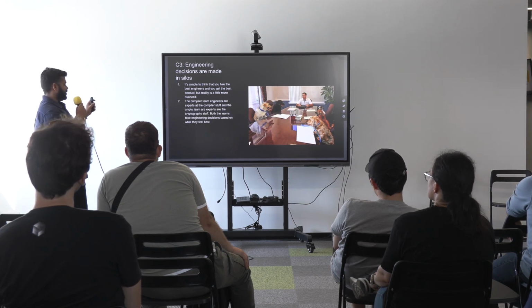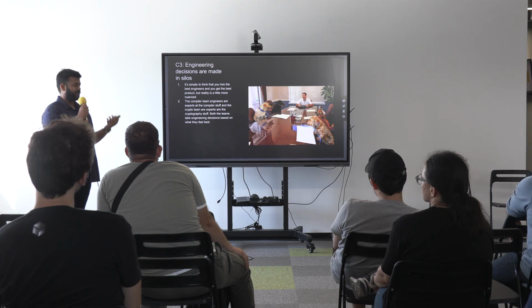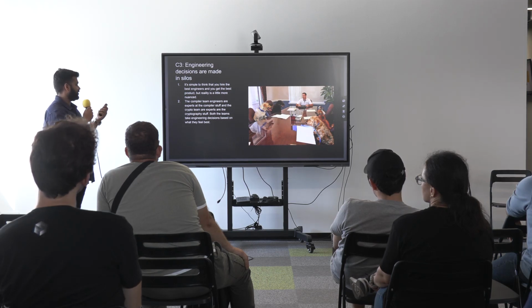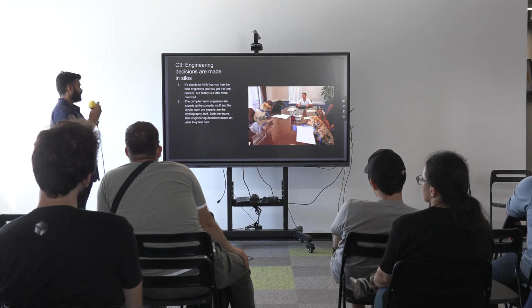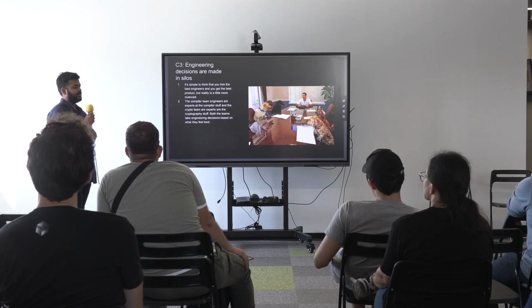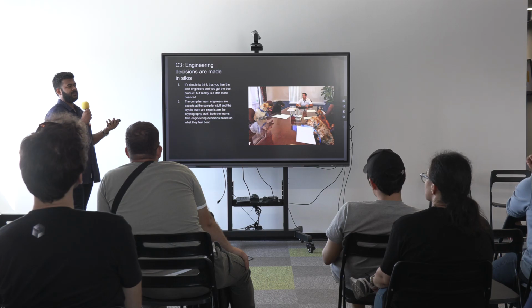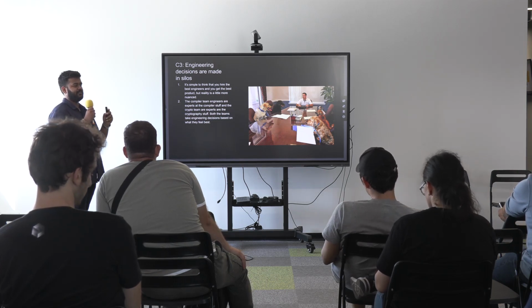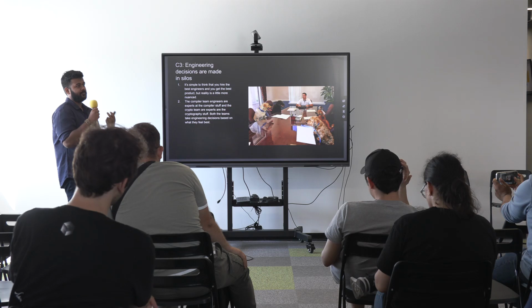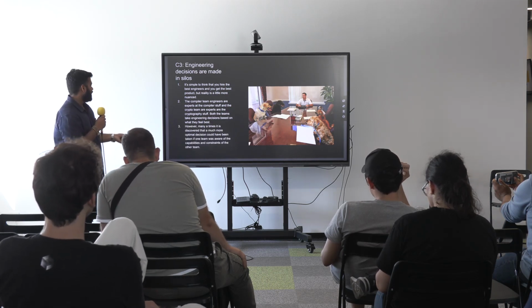So the compiler team engineers are experts at the compiler stuff, and the crypto team engineers are experts at the cryptography stuff. But both teams take engineering decisions based on what they feel is best, right? If I am in the compiler team and I'm faced with two decisions, I'll go with what feels best to me as a compiler engineer, and something that makes my compiler better. That's logical.